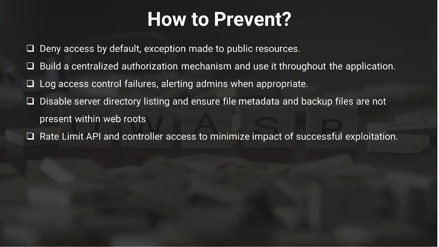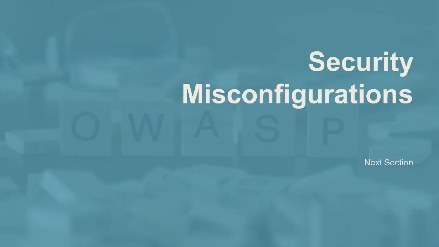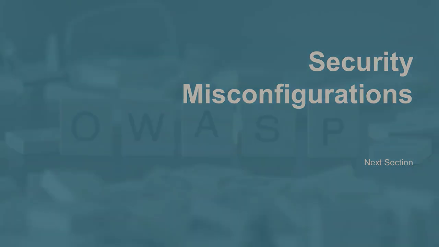Log access control failures with enough details, and alert the administrators so that they can act in a timely fashion when required. Implement rate limiting to minimize the amount of data exposed by a single endpoint in case of a broken access control issue. In our next session, we will discuss security misconfigurations. Until then, take your time to carefully read the broken access control section of OWASP Top 10.